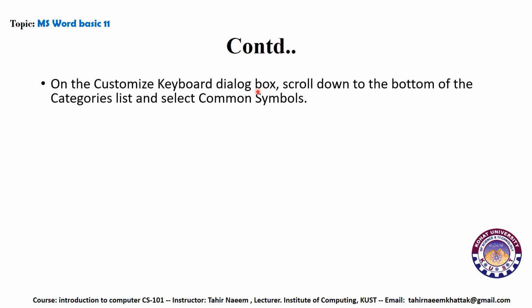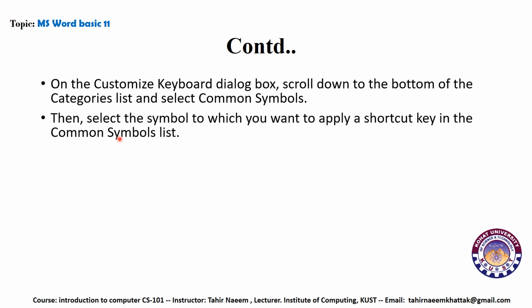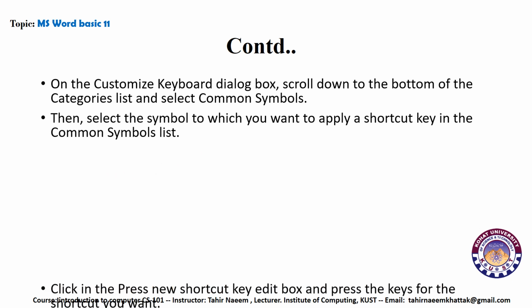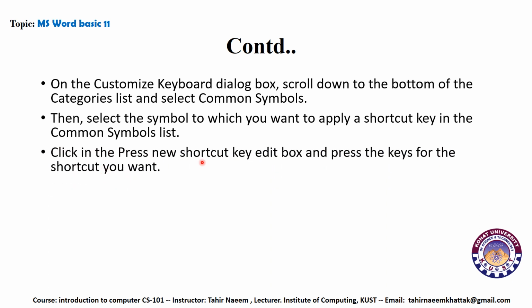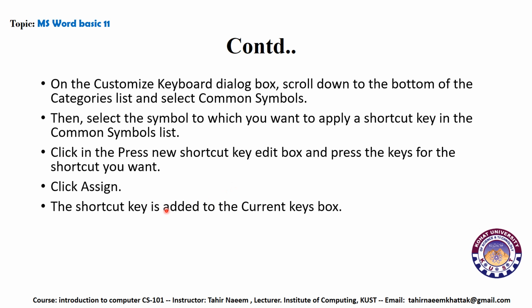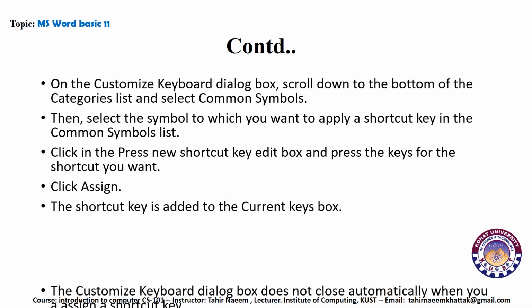On the Customize Keyboard dialog box, scroll down to the bottom of the category list and select Common Symbols. Then select the symbol to which we want to apply a shortcut key in the Common Symbols list. Click on the Press new shortcut key edit box and press the key for the shortcut we want. Then we will click on Assign. Then the shortcut is added to the Current keys box.